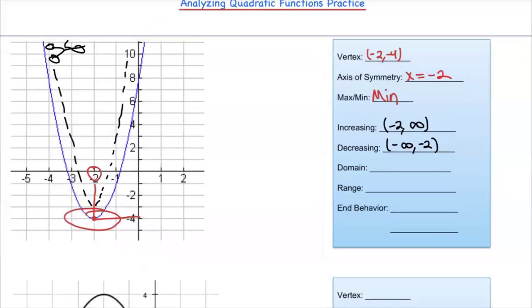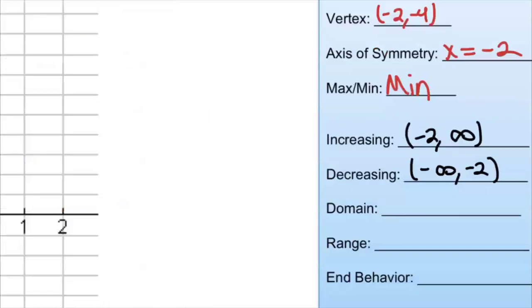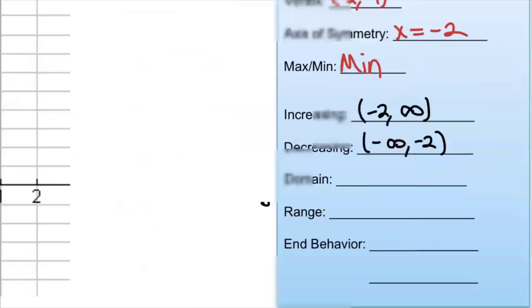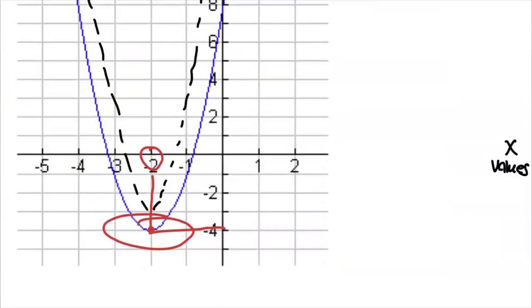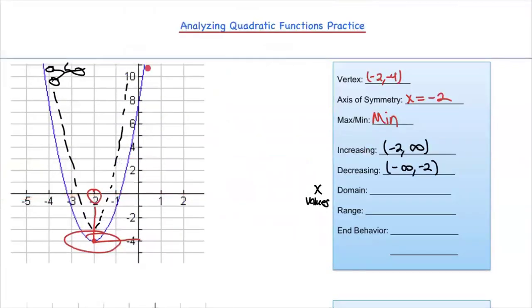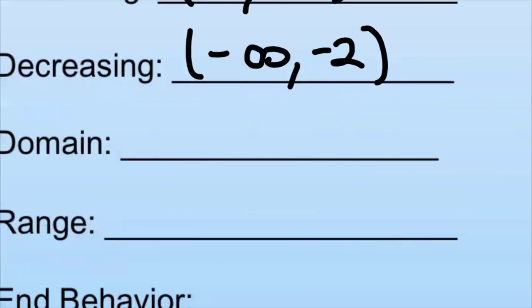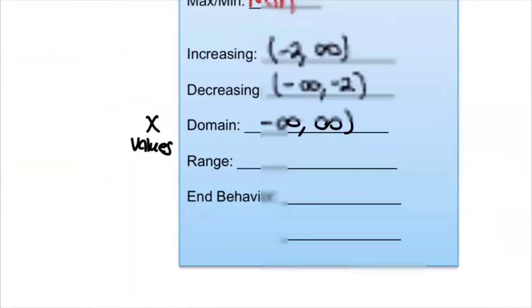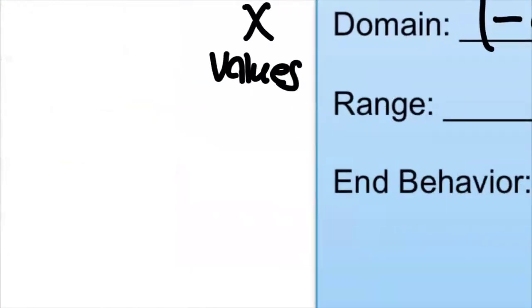Now, when looking at domain and range, domain is all of our x values. When we look at our x values right here, they keep on going because this parabola keeps on going. We don't know when it stops, so we can keep on going with these x values. So we say our domain is from -infinity all the way to +infinity. And our range is our y values.